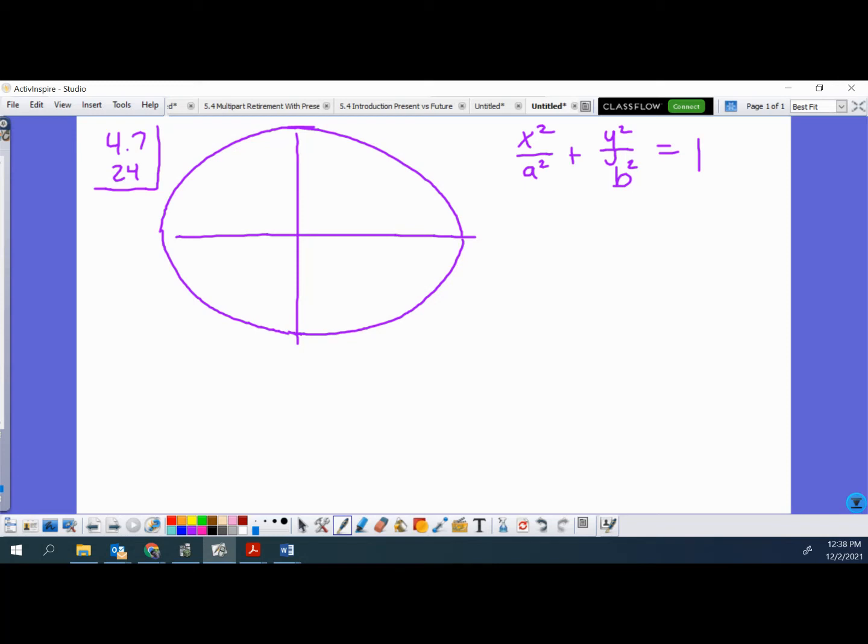All right, we're looking at an optimization problem. This is number 24 from section 4.7. And we're trying to optimize the area of a rectangle inscribed in an ellipse. And so you have an ellipse and you get a rectangle inscribed in there. And specifically, we're trying to maximize.